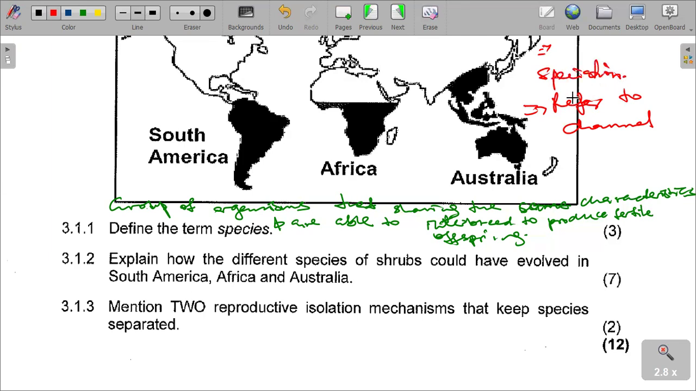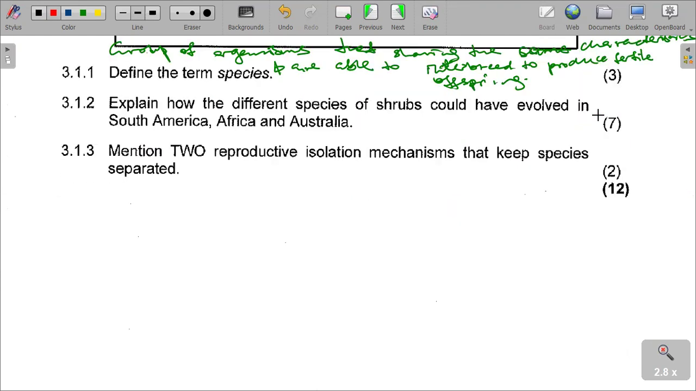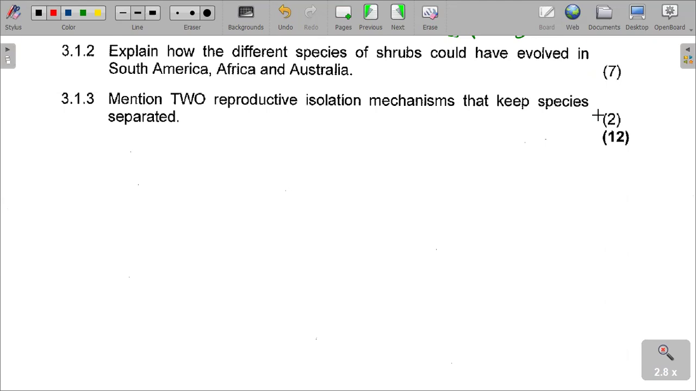Under life science grade 12, speciation, geographic isolation, you look at that. It is well defined and explained, just to save our time again. Mention two reproductive isolation mechanisms that keep species separated.